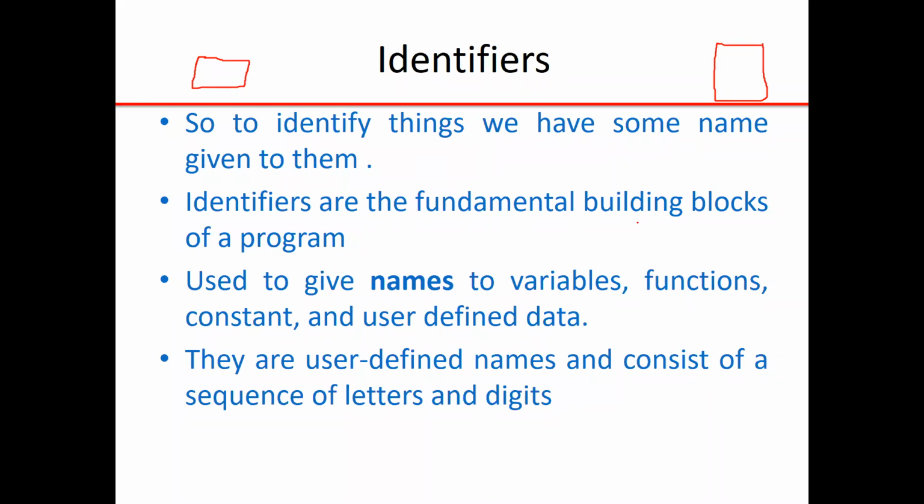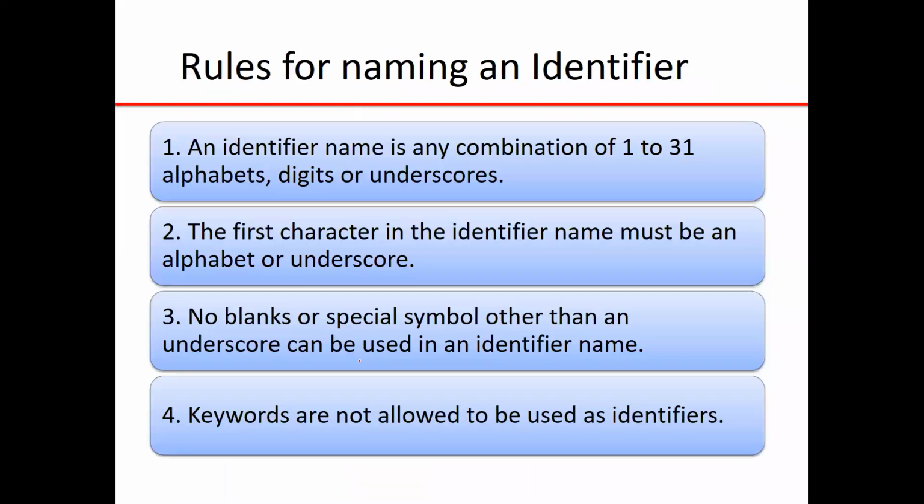So identifiers are the fundamental building blocks of a program. They are used to give names to the variables, the functions, the constants, and the user defined data. Okay. So all these things are identifiers. A variable is an identifier, the name of a function is also an identifier, the name of a constant is an identifier, and the name of a variable is also an identifier. They are user defined names and consist of a sequence of letters and digits. So it is nothing but a sequence of characters. This sequence is used to define the object.